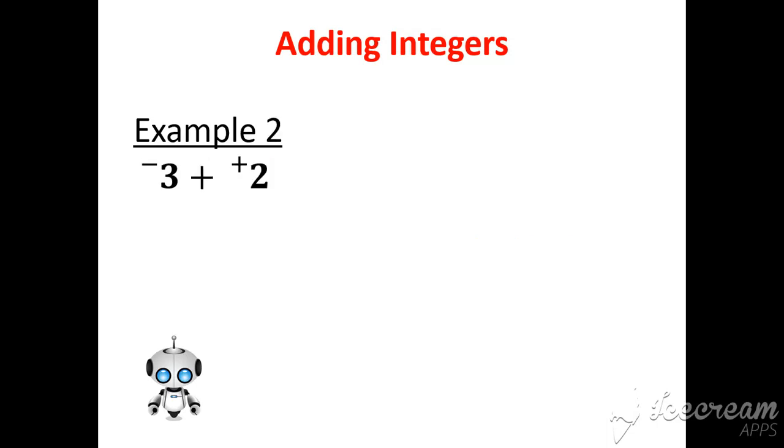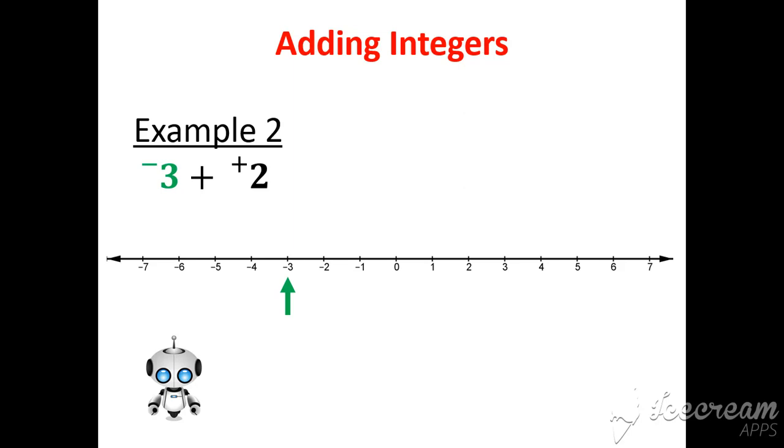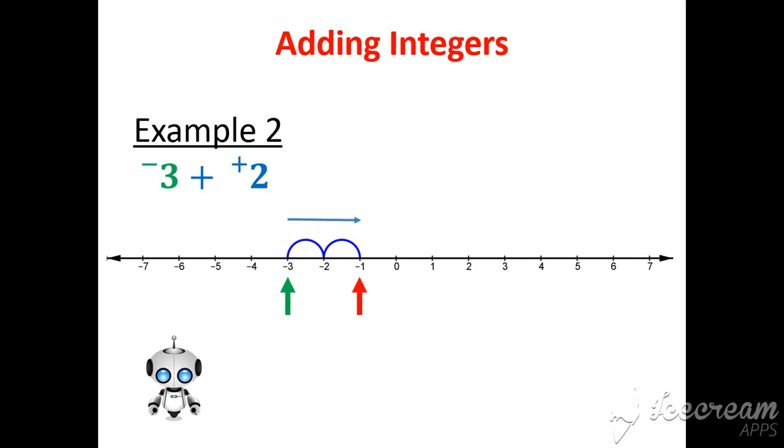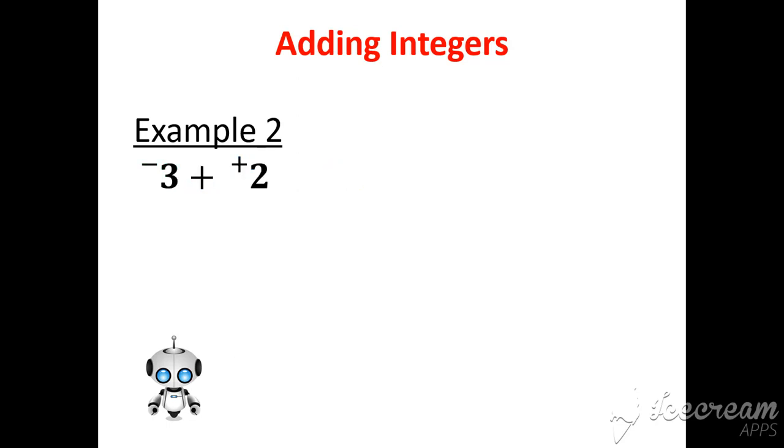All right, what about example 2? Negative 3 plus positive 2. So here's our number line. We're starting at negative 3, and we are adding a positive integer. When we add a positive integer, we go to the right. So we've got to go to the right 2 spaces, once, twice, and here we are at our answer, which is negative 1.